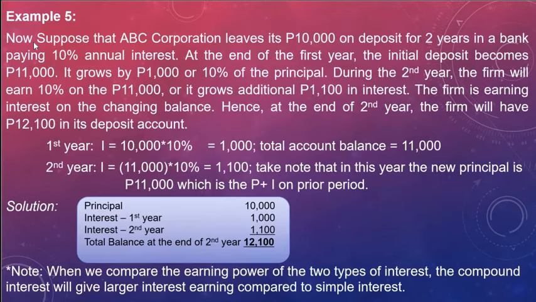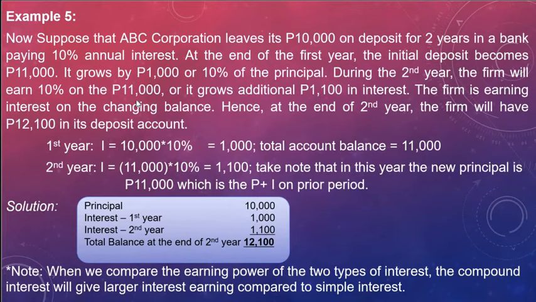So let's have an example here. Now, suppose that ABC Corporation leaves its 10,000 deposit for 2 years in a bank, paying 10% annual interest. So, at the end of the first year, the initial deposit becomes 11,000. So, just like what we discussed kanina, na kung first year, of course, your 10,000 with 10% interest will earn 1,000 interest for 1 year. So, during the second year, the firm will earn 10% this time on the 11,000 naman.